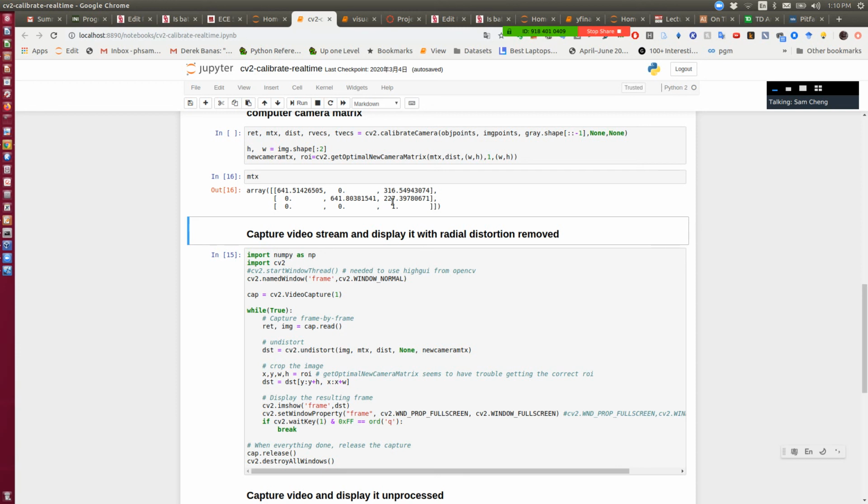So this is only how far the sensor center is from your actual optical center. So yeah, that's basically the camera matrix.